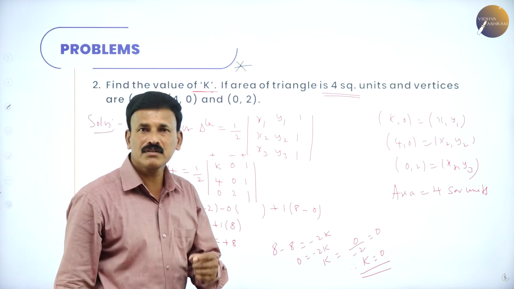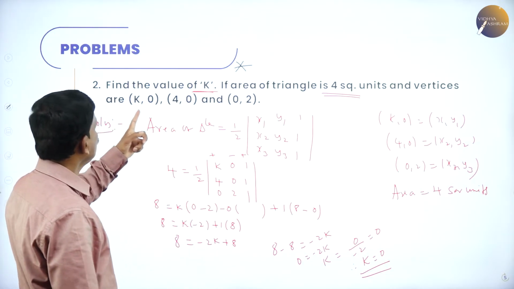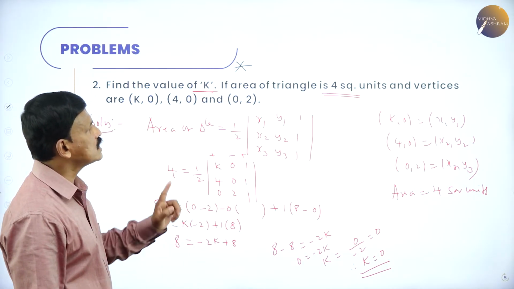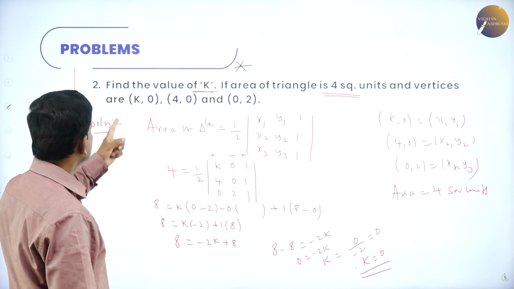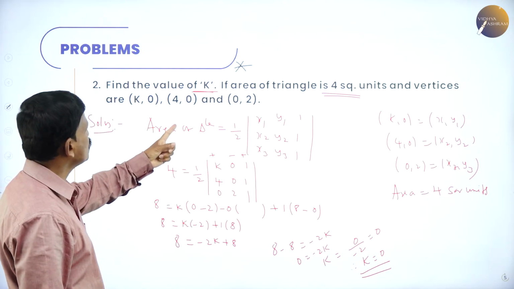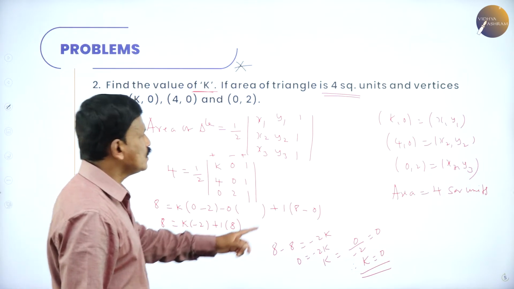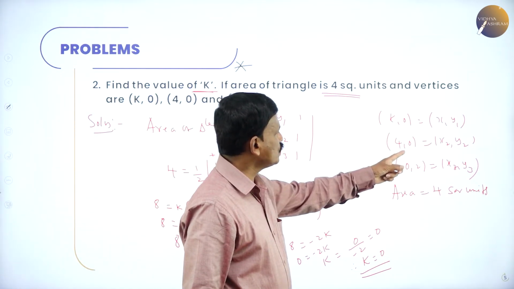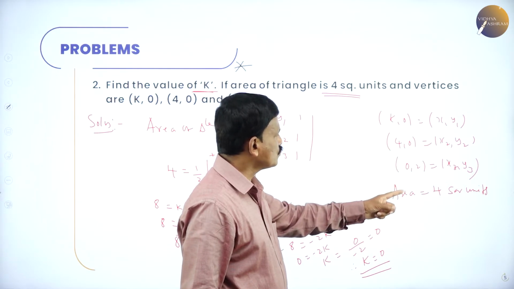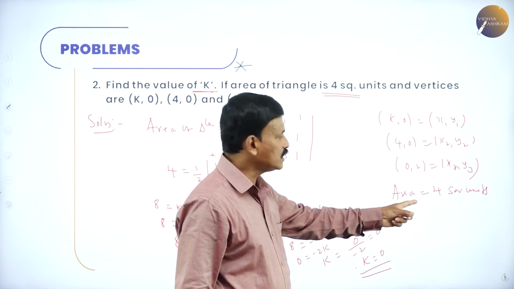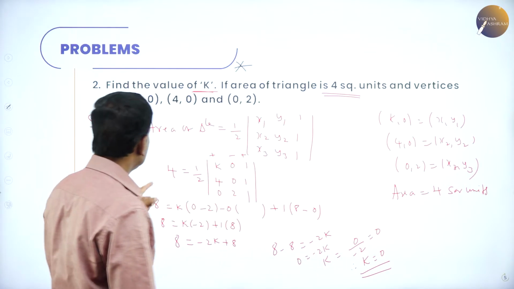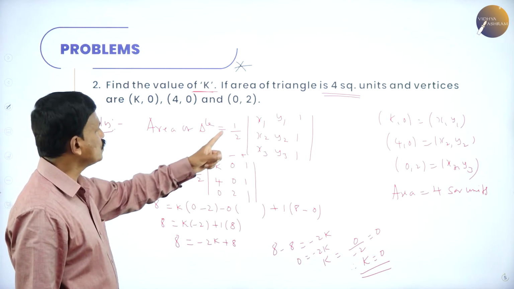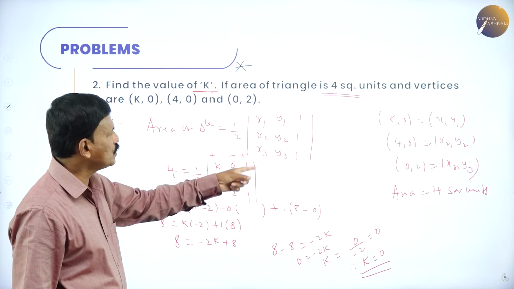Okay. Once again, I will explain. Find the value of k if the area of a triangle is 4 square units and the vertices are k, 0, 4, 0 and 0, 2. What is given? The points are given: x1, y1 is k, 0, x2, y2 is 4, 0, x3, y3 is 0, 2, and the area of the triangle is 4 square units. Write down the formula.